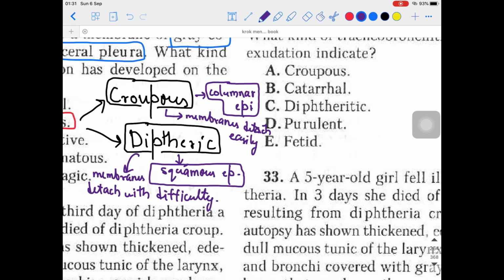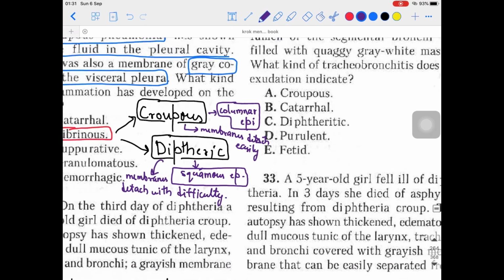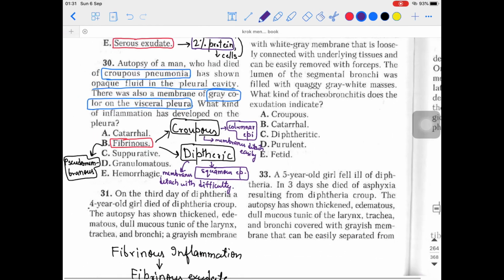Once again, let me summarize very quickly for you. Fibrinous inflammation is also called pseudomembranous inflammation. Fibrinous inflammation has two types, croupous or diphtheric. Croupous involves the columnar epithelium, diphtheric involves the squamous epithelium. In the croupous one, fibrinous membranes detach easily without any bleeding. In the diphtheria one, if you remove the membranes, they might bleed because they are adhering to the cavity very tightly. So that's why membranes detach with difficulty.